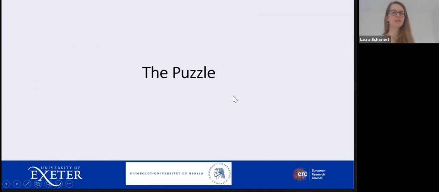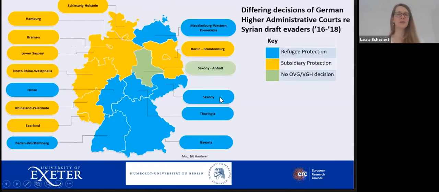So what's the empirical, or maybe real life, observation that's motivating our research? It is the observation that in Germany, between the years of 2016 and 2018, the higher administrative courts, which is the second instance judicial decision-making body in refugee questions, decided differently on the cases of Syrian draft evaders. Those federal states highlighted in blue awarded refugee protection. Those highlighted in yellow awarded subsidiary protection, and the green one hadn't made a decision at that time.